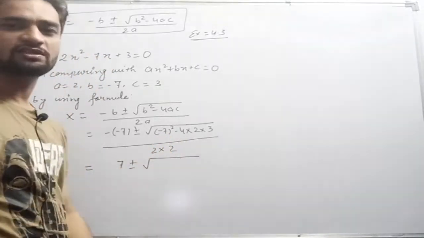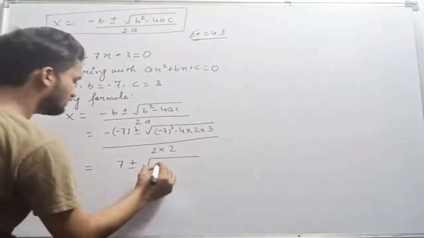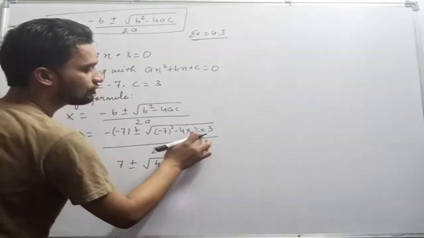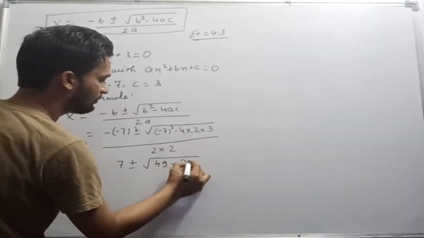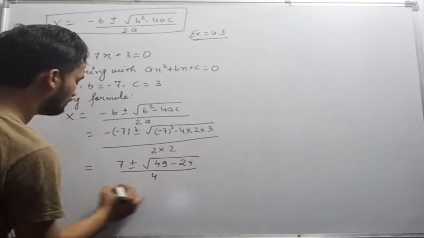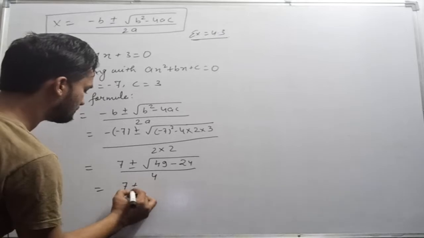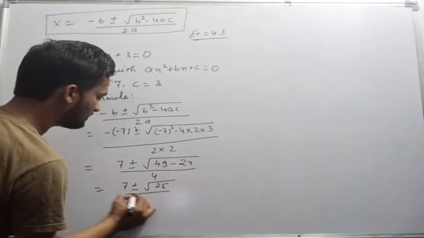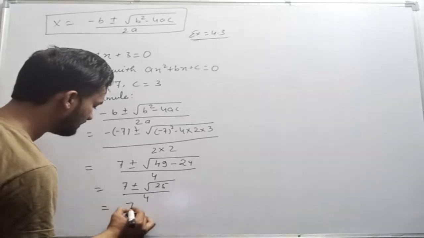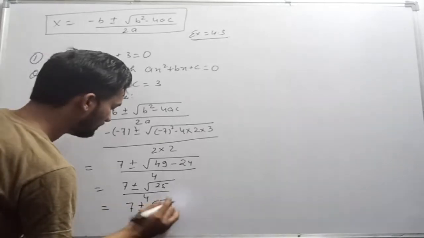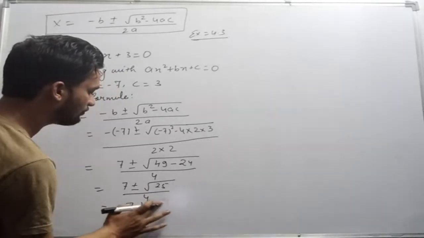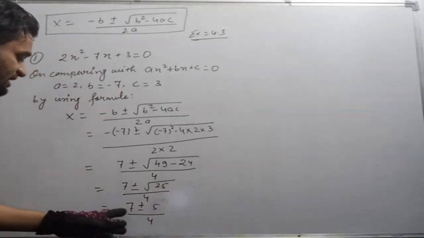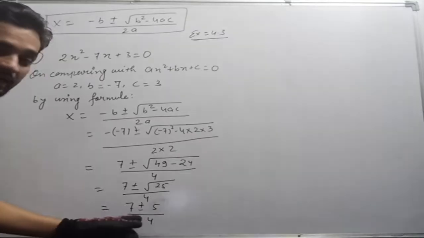Plus minus root over minus 7 square. Any number's square is always positive. So 7 square is 49. This is minus 4 into 2, 8, 8 into 3 is 24, upon 4. So this will be 7 plus minus root over 49 minus 24, 25, upon 4. Root over 25 is 5, upon 4. As you can see, 7 plus 5, 7 minus 5.